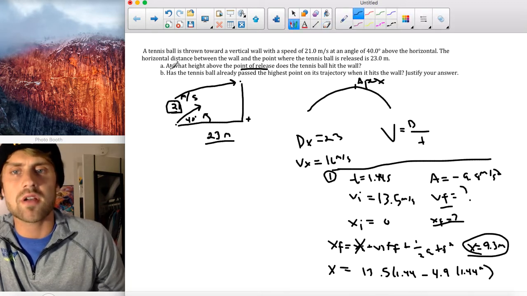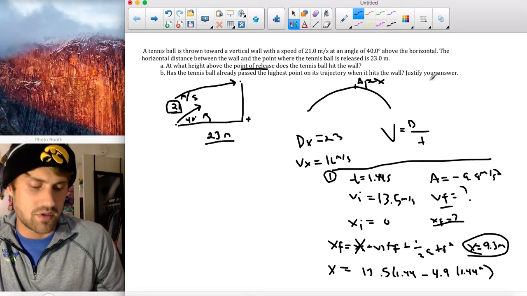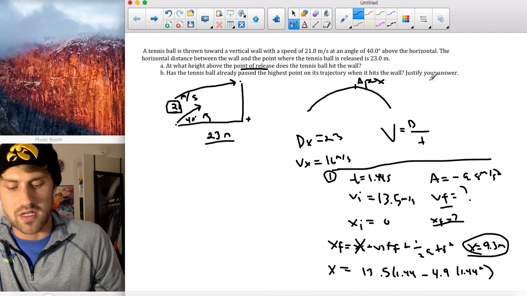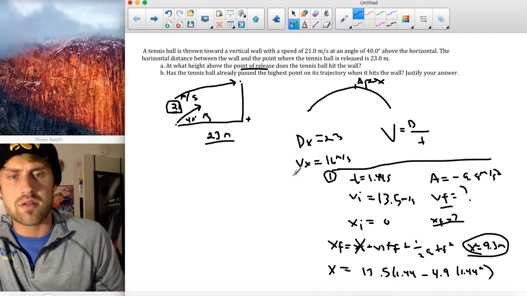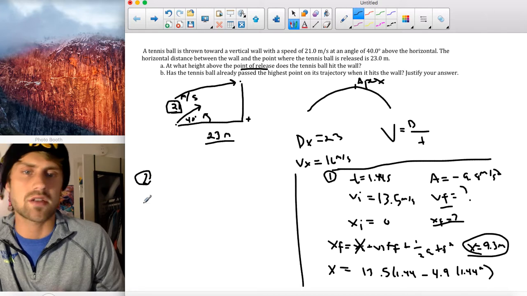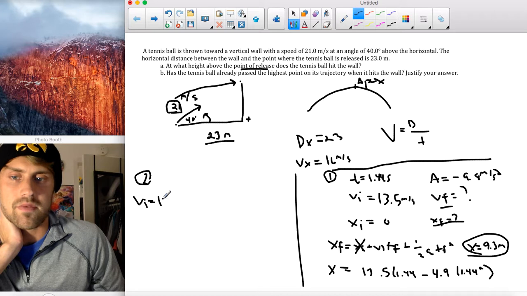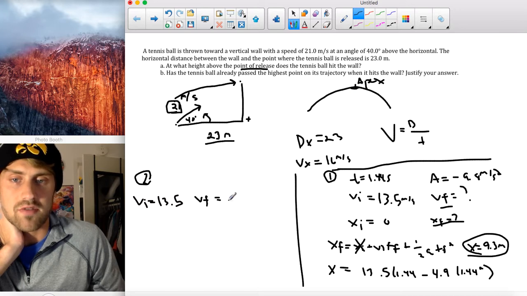So the second part asks, has the tennis ball already hit its highest point when it hits the wall? And we have to justify that answer. So I'm going to rewrite all of the things I know and the things I don't know. We know the velocity initial in the y is going to be 13.5. I actually know my velocity final at this point is going to be 0. So I do know velocity final.